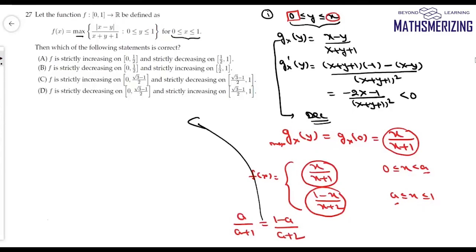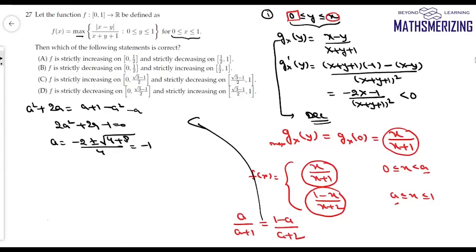Now if I solve this condition, I'll write a square plus 2a is equal to a plus 1 minus a square minus a. So I'll get it as 2a square plus 2a minus 1 equals 0. Then the value of a is minus 2 plus minus root of 4 plus 8, upon 4. So it will be minus 1 plus minus root 3, by 2. Now this a must lie between 0 and 1. So that means the value of a possible in this case is minus 1 plus root 3 upon 2.